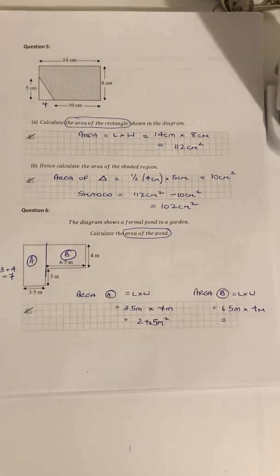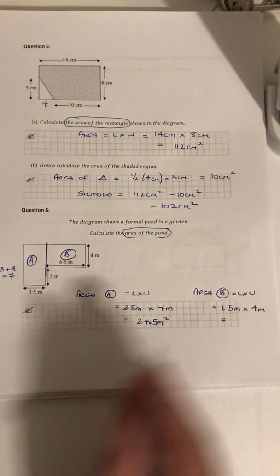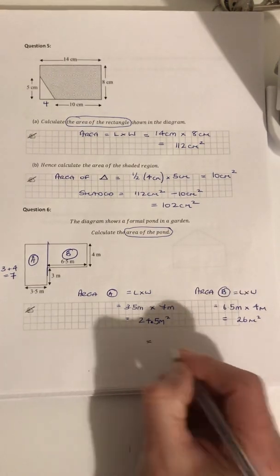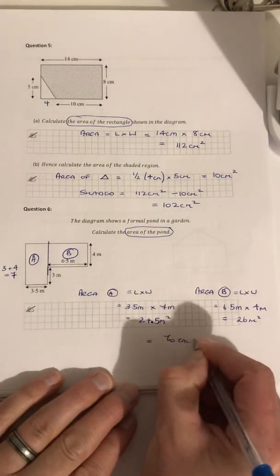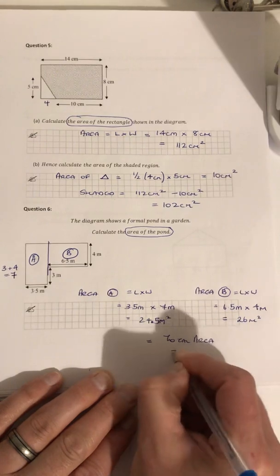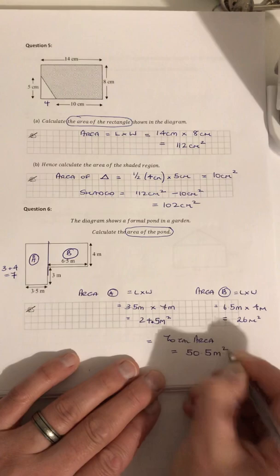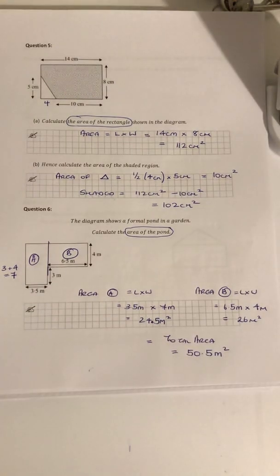And then the area of B, length by width again, is equal to 6.5 meters by 4 meters, which is equal to 26 meters squared, giving the total area equal to 50.5 meters squared. Okay, that's question 5 and 6.